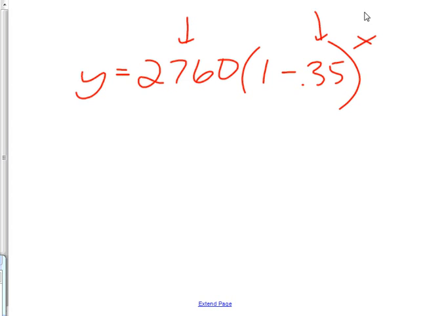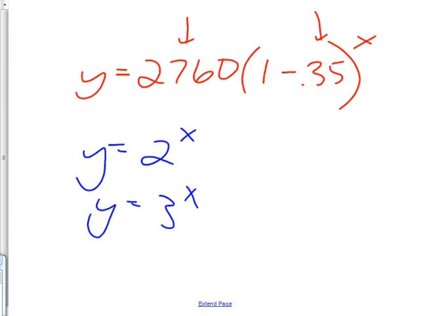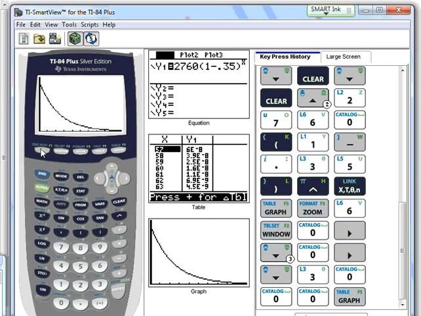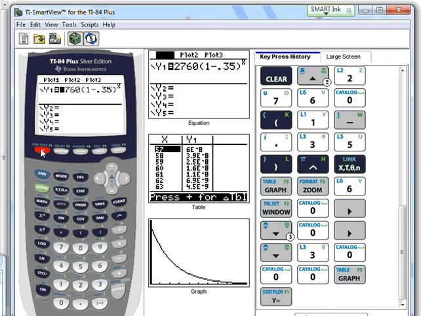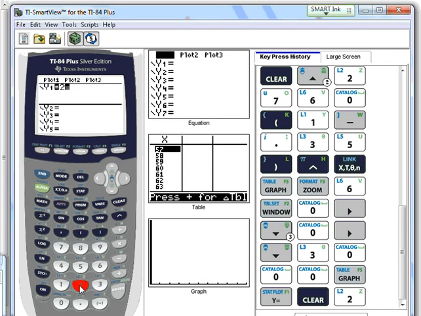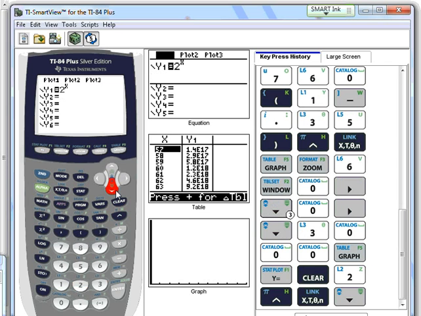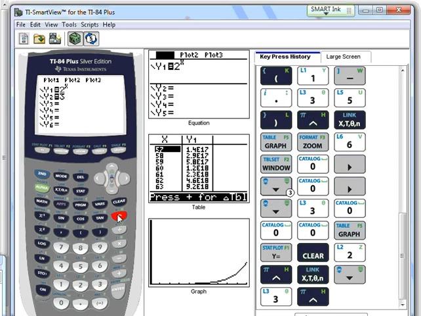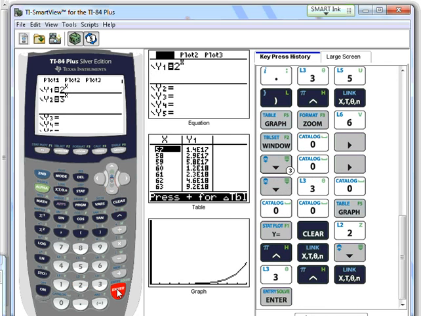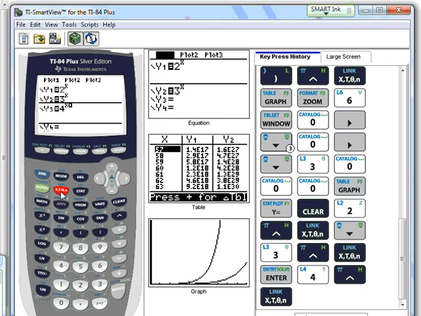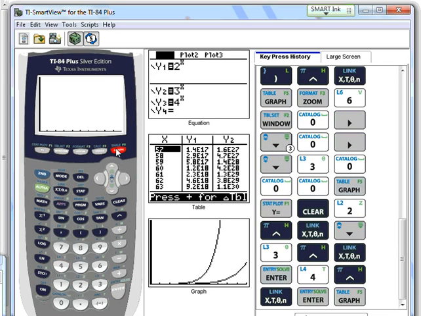But I want you to look at the most simple cases of exponents. And that would be something like this: y equals 2 to the x. I'd like you to compare these three graphs: 2 to the x, 3 to the x, and 4 to the x. I want you to graph those three on your calculator right now. 2 to the power of x, 3 to the power of x, and 4 to the power of x.